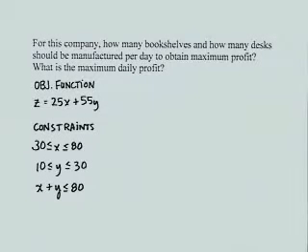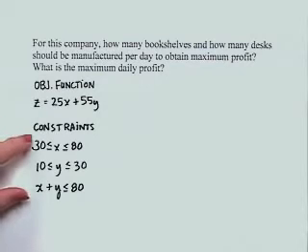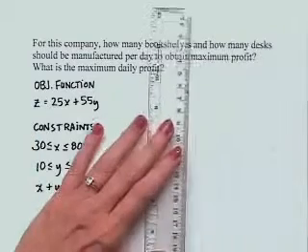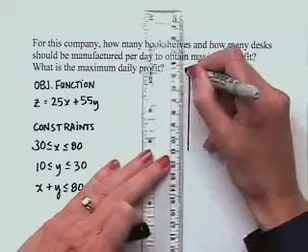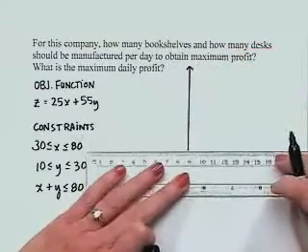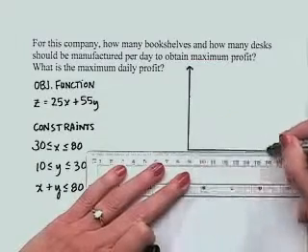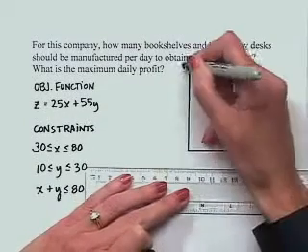Now we're going to complete the problem that we've been working on for the last three checkpoints. For this company, how many bookshelves and how many desks should be manufactured per day to obtain maximum profit? And then we'll determine what the maximum daily profit is. To complete the problem, we're going to start by graphing our constraints. Now, one thing to note is that since the number of bookshelves and the number of desks have to be positive numbers, we can concentrate on the first quadrant in order to graph this. So I'm just going to draw in a vertical axis and then go ahead and put the origin right here and draw in the horizontal axis.